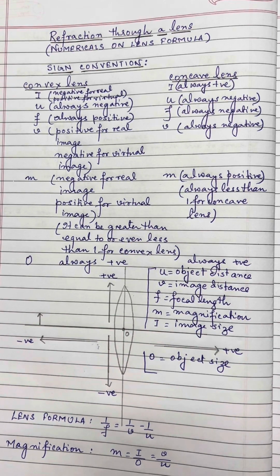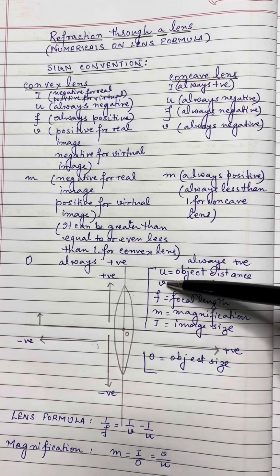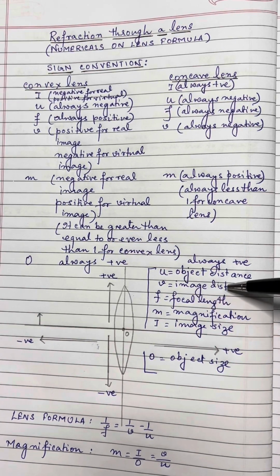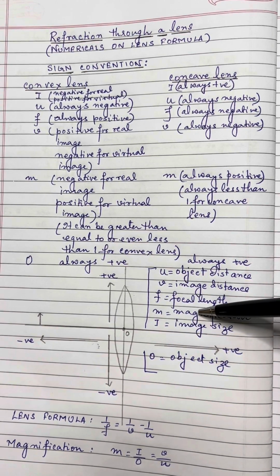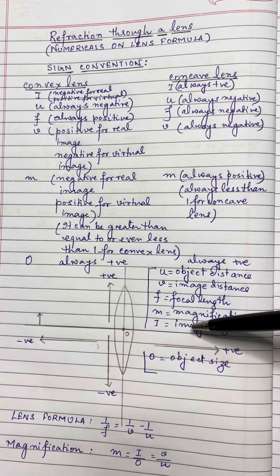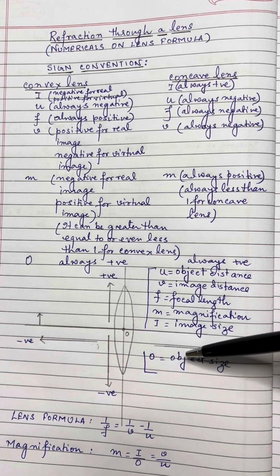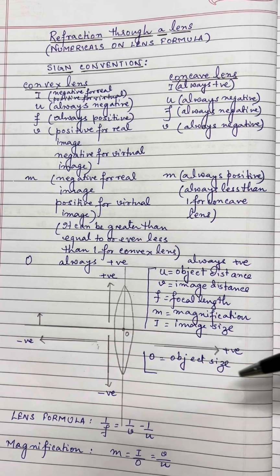Let us quickly see what all these symbols stand for. u stands for the object distance, v stands for the image distance, f stands for focal length, m stands for magnification, I for the image size, o for the object size.